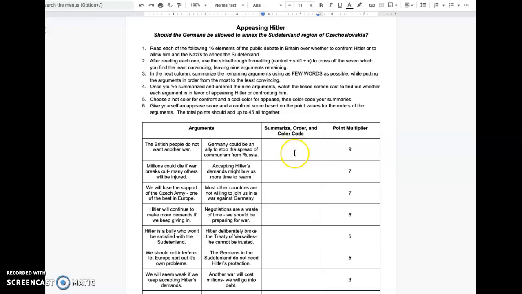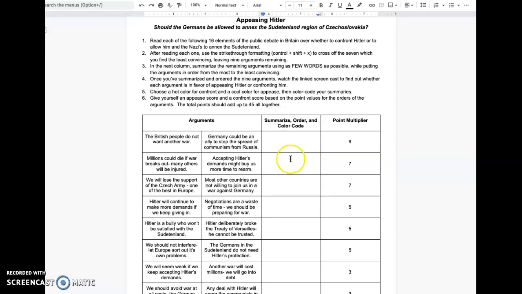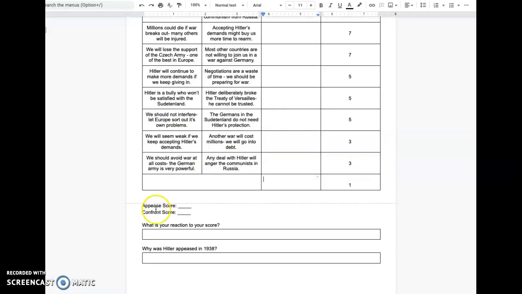Now that you're back from having ordered and summarized all of the arguments, the remaining 9 arguments in the middle column, let's talk color coding. Choose any hot color or cool color. You're going to want one of each, a hot color and a cool color. Give your hot color the confront. So make your hot color confront.